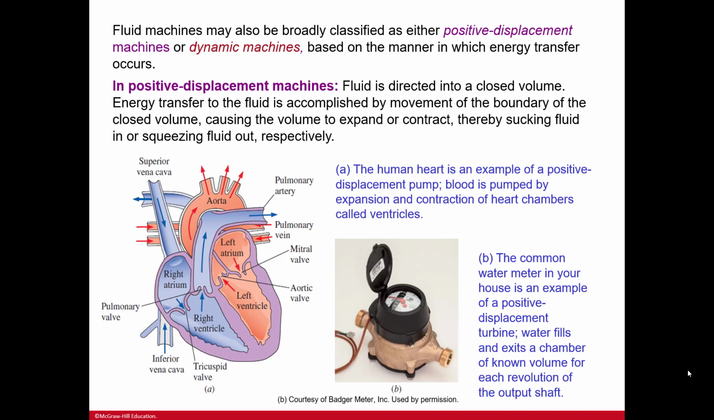So here we've been covering the cardiovascular system. The human heart is an example of a positive displacement pump. Blood is pumped by expansion and contraction of heart chambers, called ventricles. And then B here, the common water meter in your house is an example of a positive displacement turbine. Water fills and exits a chamber of known volume for each revolution of the output shaft.